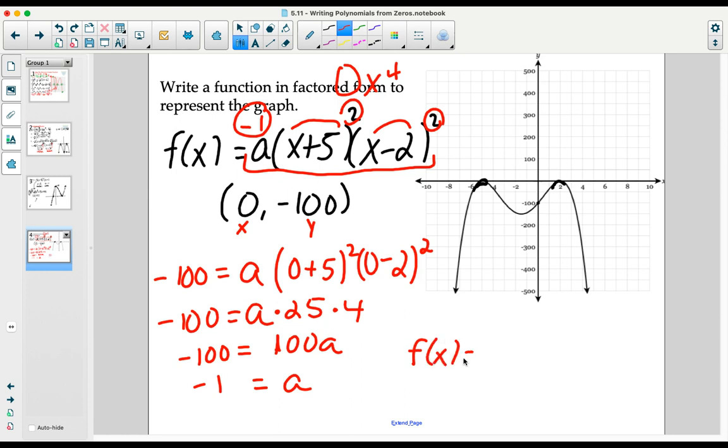So we end with a final version of the function, with a -1 in front, which solves both our y-intercept and end behavior problem, a repeated root of -5, and a repeated root of 2.